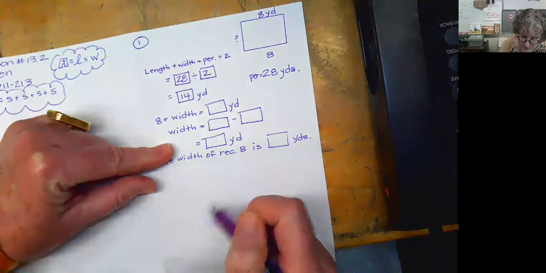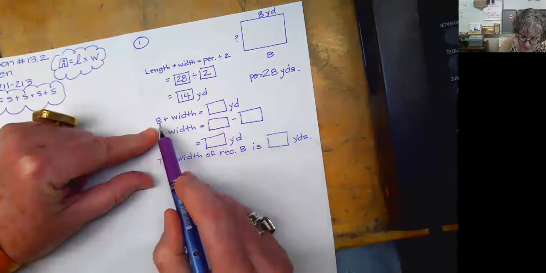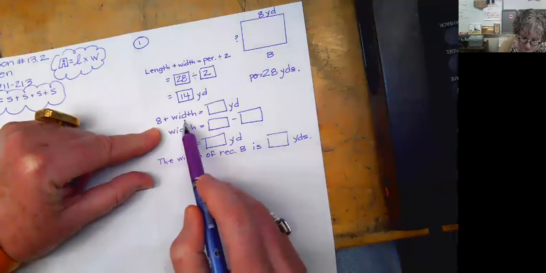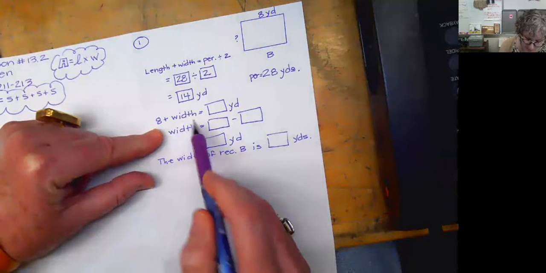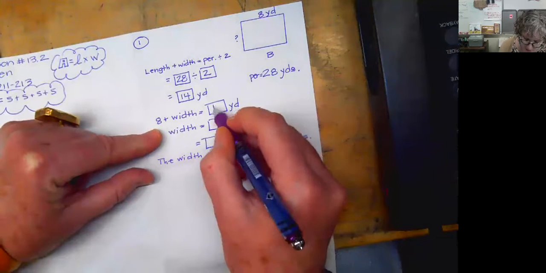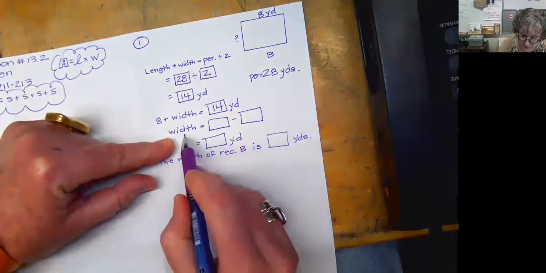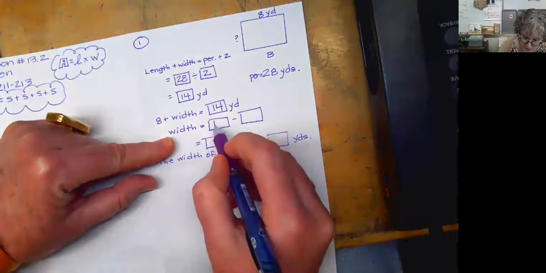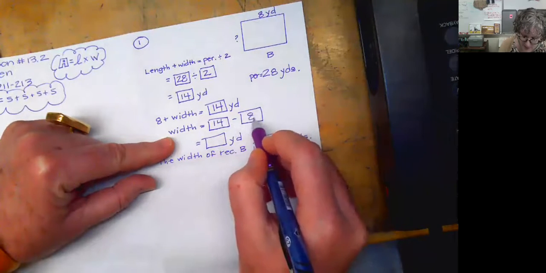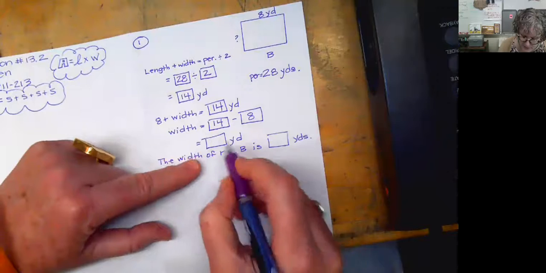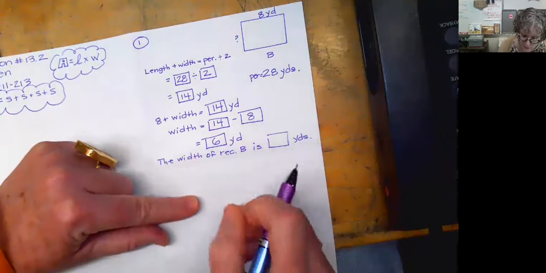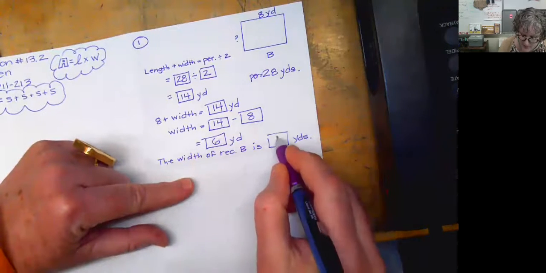Now, I have to figure out 14. 8 plus the width has to equal 14 yards, right? And the width is going to equal 14 minus 8. And 14 minus 8 is 6. So the width of rectangle B is 6 yards.